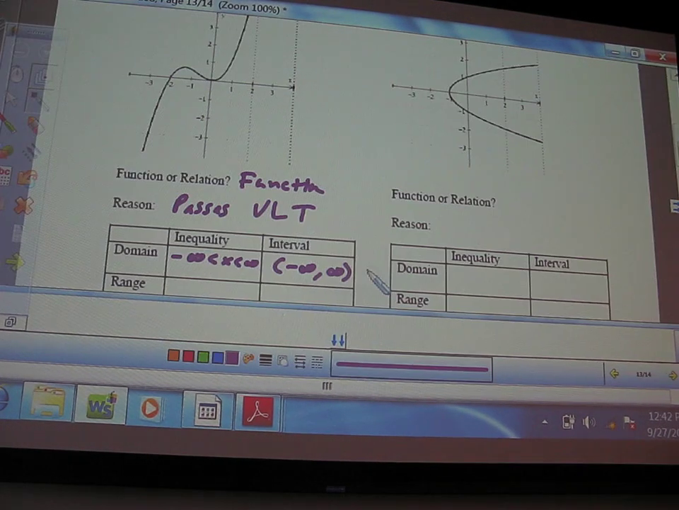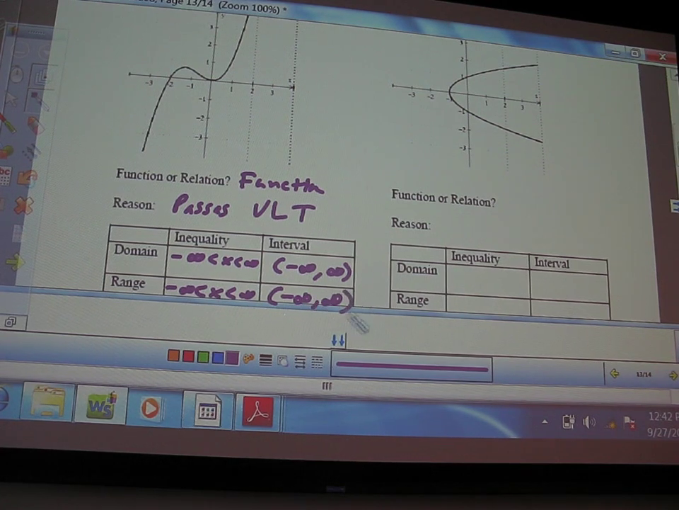Let's try recording it. That'll be good. Okay. And then the range. Same thing. Negative infinity is less than x, which is less than positive infinity.